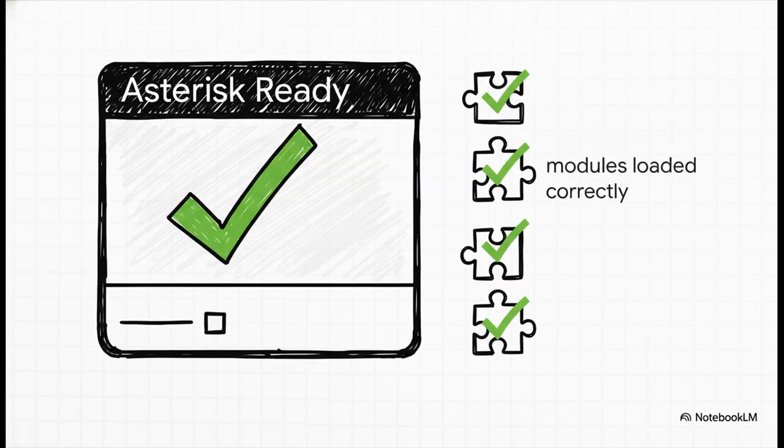And if everything went according to plan, you'll see a whole bunch of text fly by, and then you'll see "Asterisk Ready," followed by a command prompt. Congratulations! You are now inside the Asterisk command line interface. Go ahead, type module show and hit enter. You'll see a huge list of modules, confirming your new system is alive and kicking.